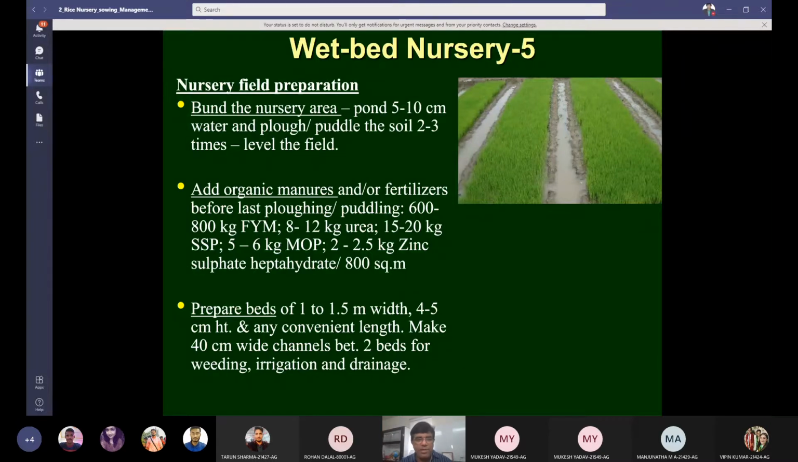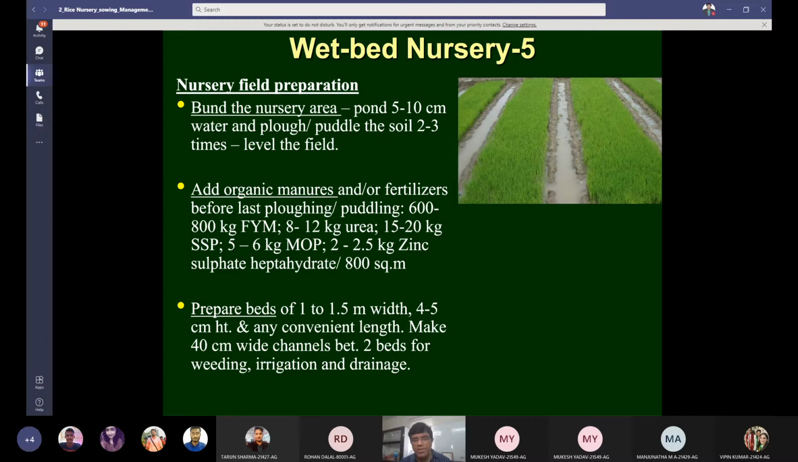After leveling the field, or simultaneously during the last puddling, you need to add manures and fertilizers. So in this case, before last plowing or puddling, add 600 to 800 kilogram farmyard manure. This is very, very important. It increases water holding capacity. It supplies iron and some micronutrients to the rice nursery.